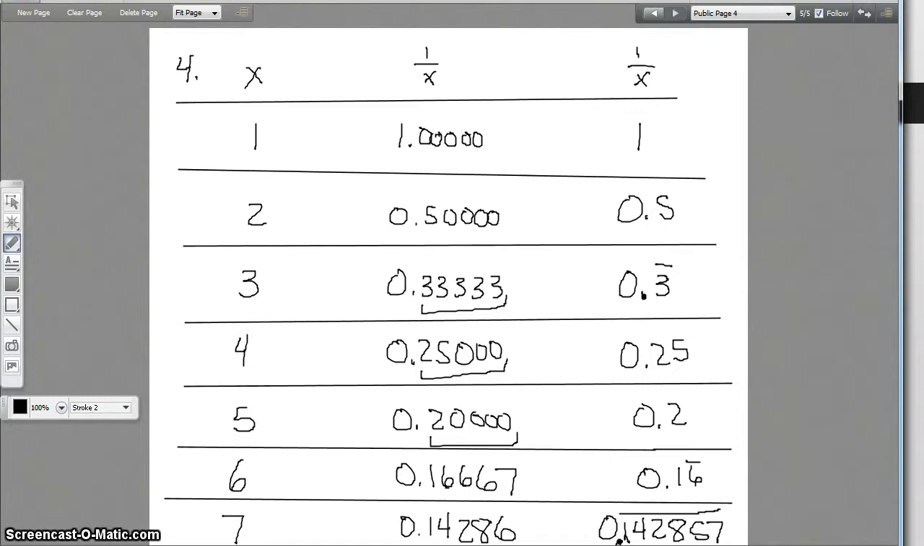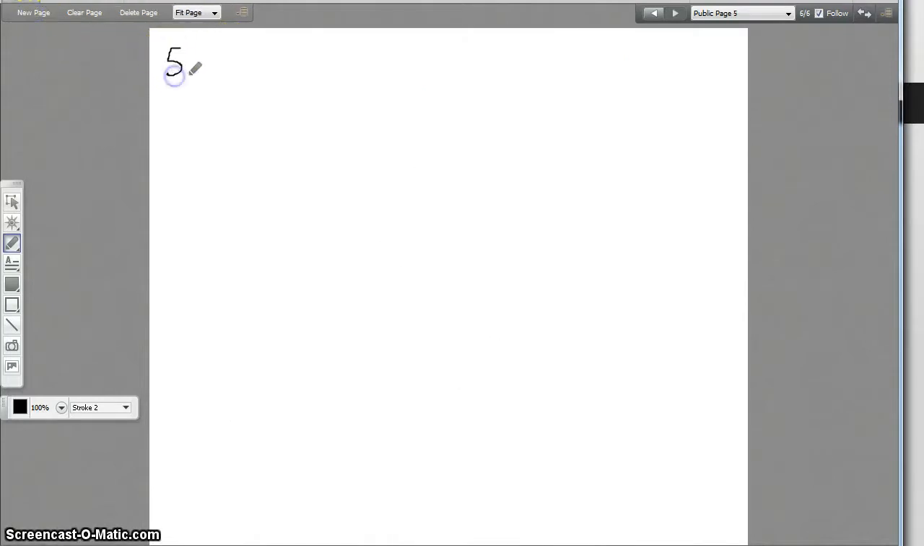Okay, so we worked through number 4, which said to copy and complete the table by writing 1 over x to the first 5 decimal places in this second column, and then the exact answer in the last column. Now we're going to look at problem number 5. Problem number 5 is just like problem number 12 that I assigned for homework. It says, change each of the following rational numbers to decimal form.